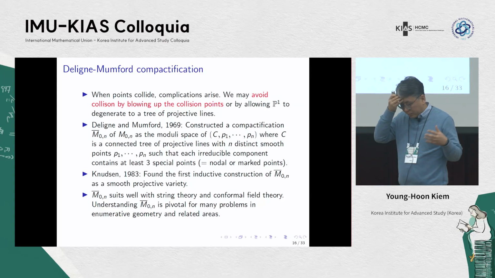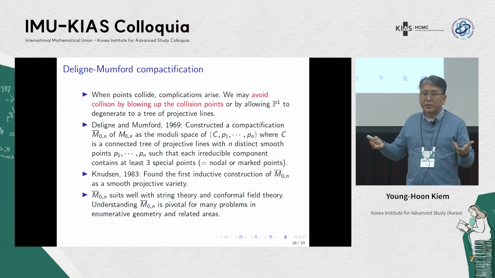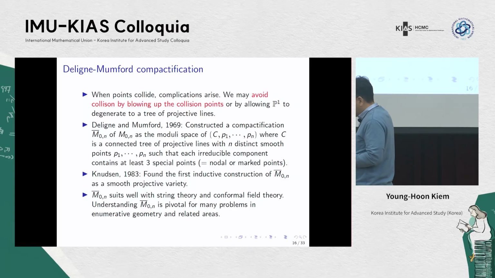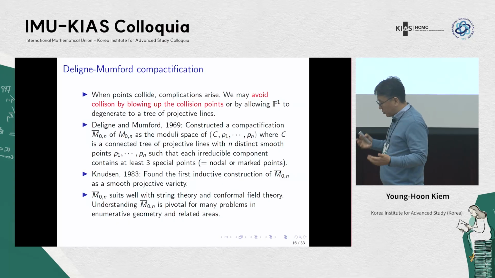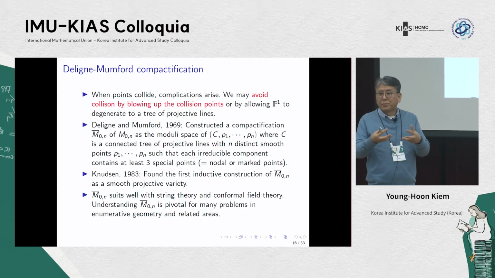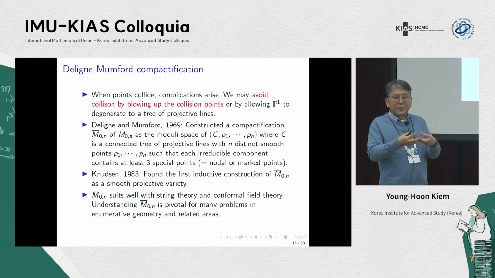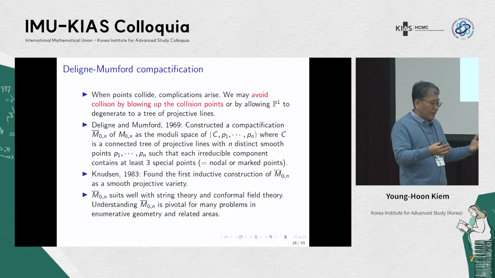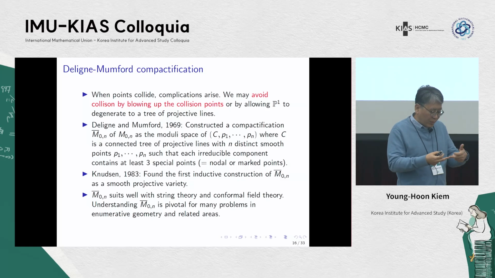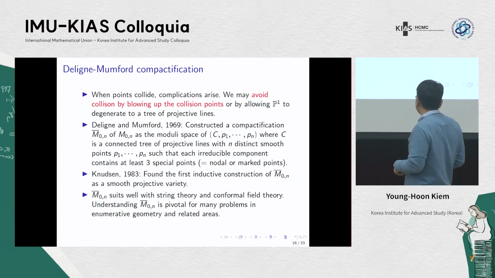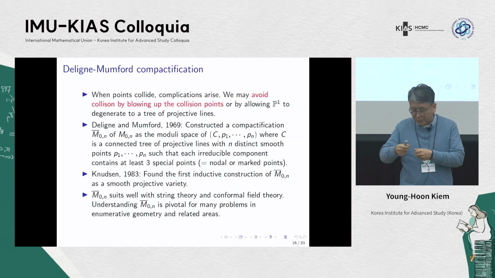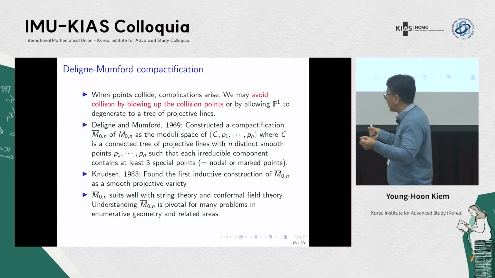So as we observed, difficulties arise when points are allowed to coincide. So the Deligne and Mumford's idea is that in order to get a good compactified moduli space, you shouldn't allow the points to collide. But there's a price to pay. When you do not allow the points to collide, you have to add more components to the curve. So you have to allow your projective line to degenerate to a tree of projective lines.